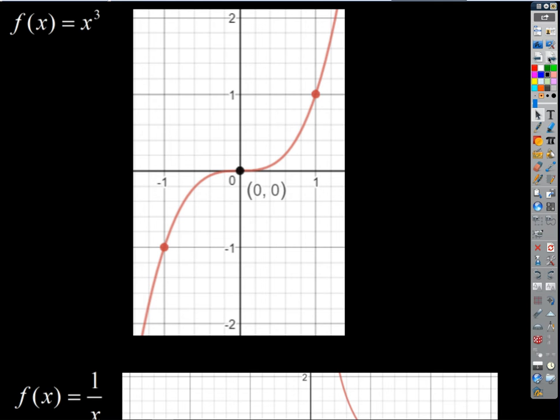I could put a tack in the paper right there and just spin my infinite piece of paper half a turn, and then the right half would overlap with the left half, wouldn't it? Okay, so that's rotational symmetry about the origin.